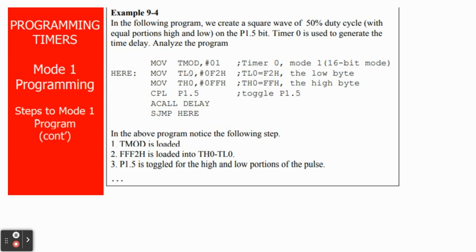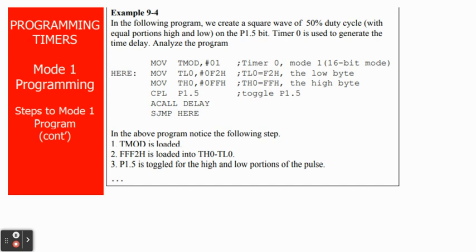Now, if this is C language, this is as simple as TMOD = 0x01; TL0 = 0xF2; and to move the FF hexadecimal number to TH0 in C language, TH0 = 0xFF;. But here, this is assembly. So this is the command for moving the initial values F2 to TL0 and FF to TH0.